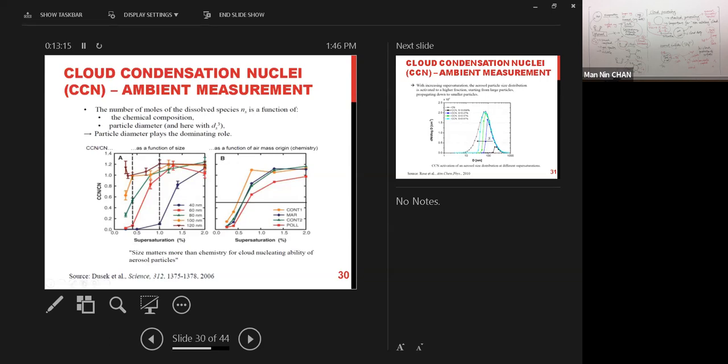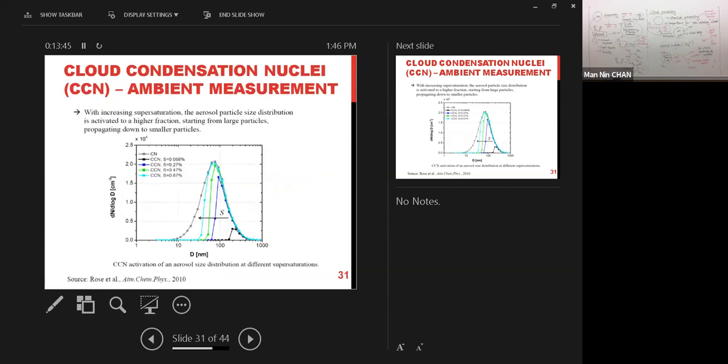So there's some debate. Some time ago they found that actually size matters more than the chemistry, that means the composition, for cloud formation. But of course, this maybe depends on the location, where you do the measurement. This is still an open debate, so just for your information. In particular, for those of you interested in ambient aerosol, there will be some implication for your model simulation or your measurement. So just pay some attention.